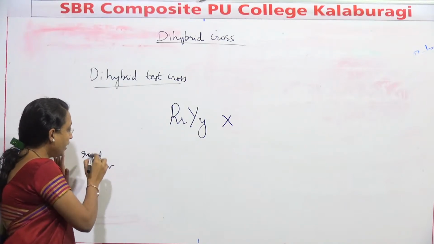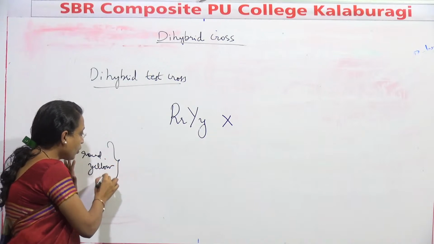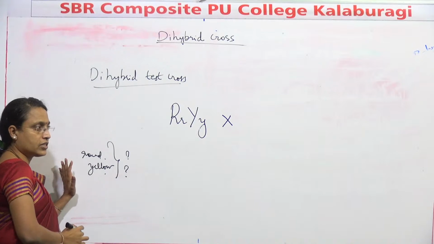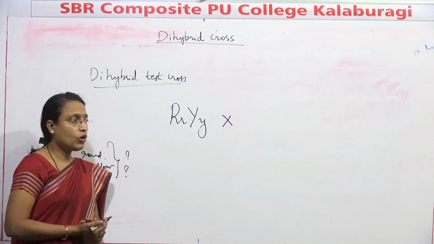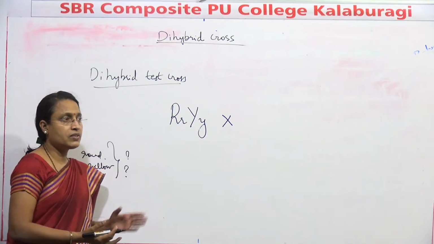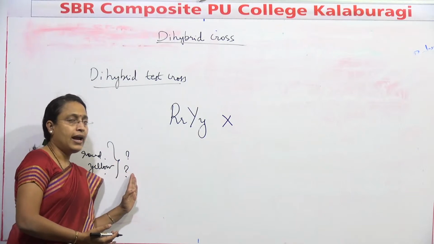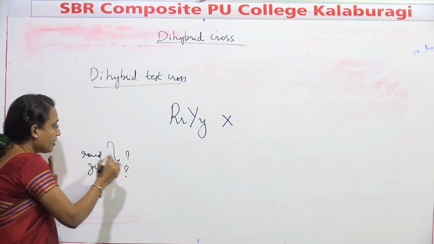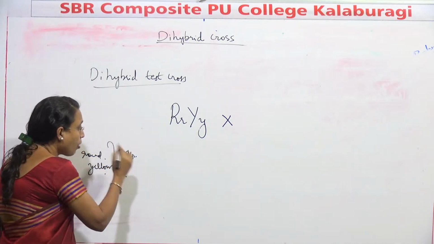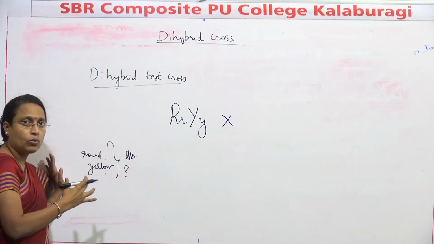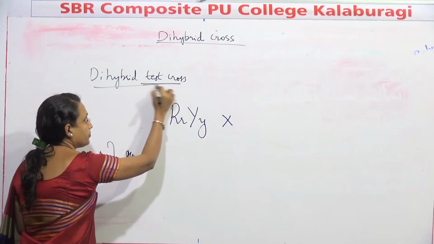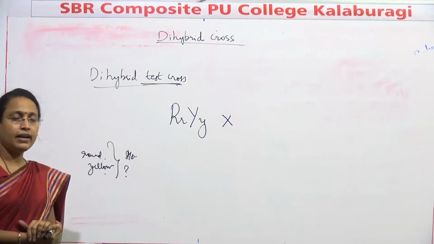But he doesn't know whether this phenotype is due to a homozygous or a heterozygous condition. Because of the law of dominance, the same characters will be expressed whether in the homozygous condition or the heterozygous condition. So whether this plant is homozygous or heterozygous, he has to find out. For that, he performed this test cross. Understand?